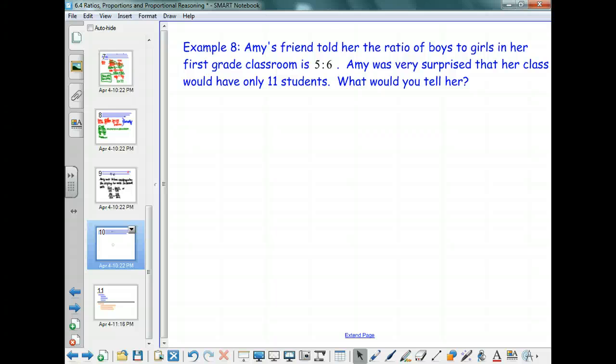Okay, so the ratio doesn't really mean the actual number. Could it be 11 students? Yeah, it could. And some of you are going to be working special ed. That might be a reasonable number. We don't really know a lot about Amy's class, and this is a possibility. But it wouldn't have to be. So what could we tell her?